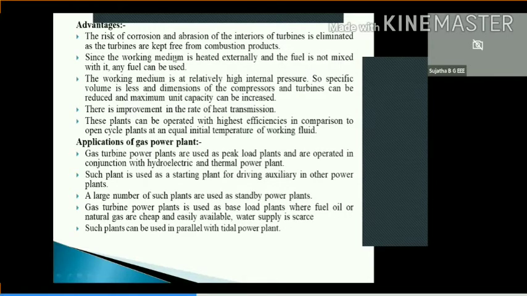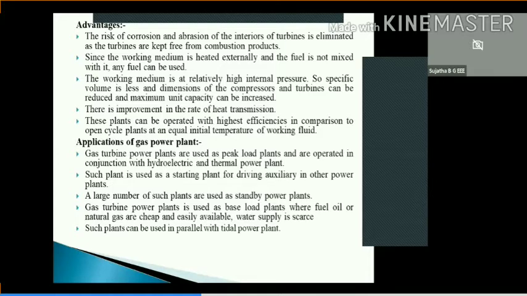Now, let us go through the advantages. The risk of corrosion and abrasion of the interiors of turbines is eliminated as the turbines are kept free from combustion products. And since the working medium is heated externally and the fuel is not mixed with it, you can use any type of fuel. The working medium is at relatively high internal pressure, so specific volume is less because you are increasing the density. So air volume is reduced, the dimensions of the compressor and turbines are reduced, and the maximum unit capacity can be increased. These are the advantages.